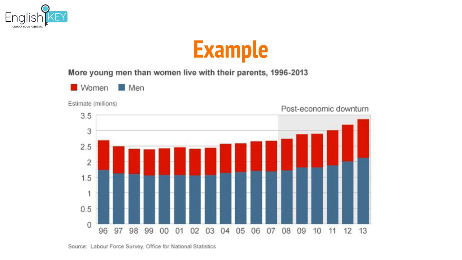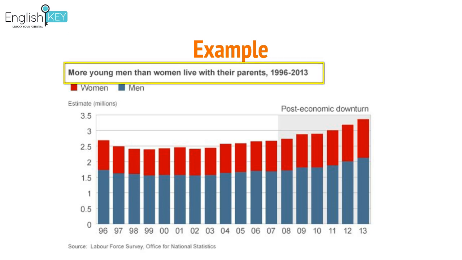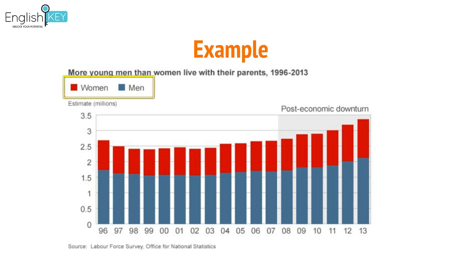The following bar chart shows how more young men than women are living at home with their parents between 1996 and 2013. The women are indicated in red and the men are shown in blue. In 1996, a total of 2.7 million people were living at home. Of this, about 1.7 million were men. In 2013, about 3.3 million people were living at home. Overall, the graph shows how more young men are living at home.